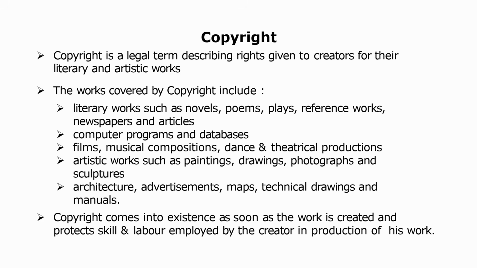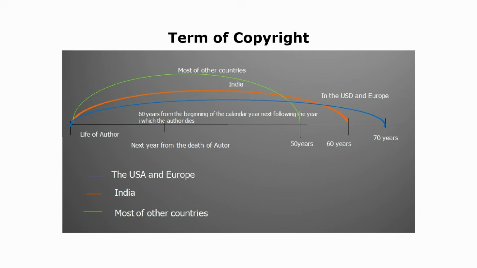The works covered under copyright include literary works such as novels, poems, plays, reference works, newspapers and articles, computer programs and databases. This is what comes under the copyright, all your coding. Also films, musical compositions, dance, theatrical productions, artistic works such as paintings, drawings, photographs, architecture, advertisements, maps, technical drawings and manuals. Copyright comes into existence as soon as the work is created and protects the skill and labor employed by the creator in production of the work. So, you can have a generic copyright; you do not have to always register for a copyright.